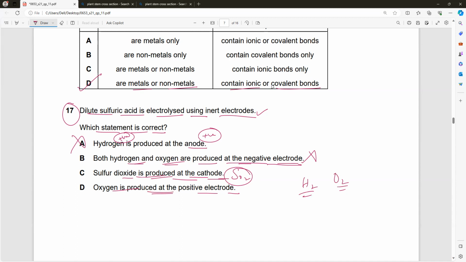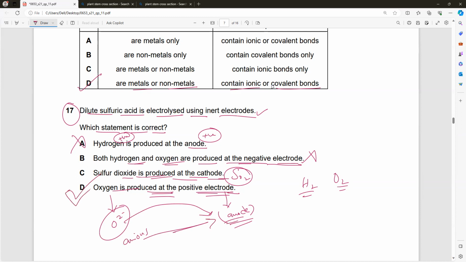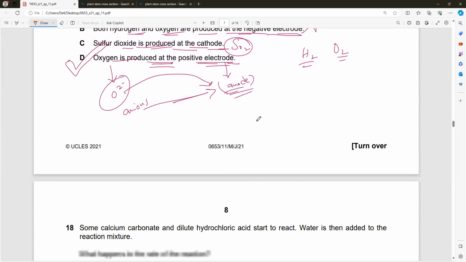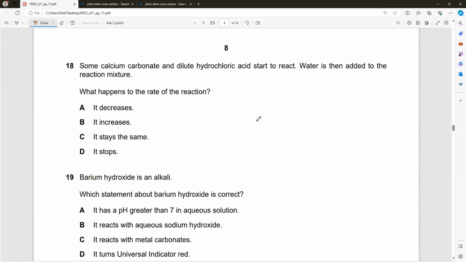So now, oxygen is produced at the positive electrode. Positive electrode means what, guys? Anode. Oxygen is what? Negative. So anions will come at the anode. So what is the correct option? Option D. That's what. Next.